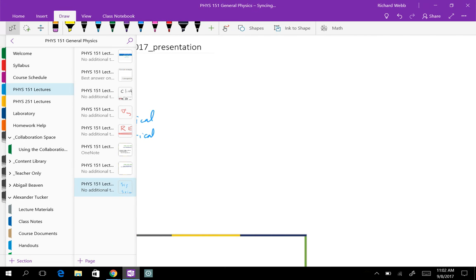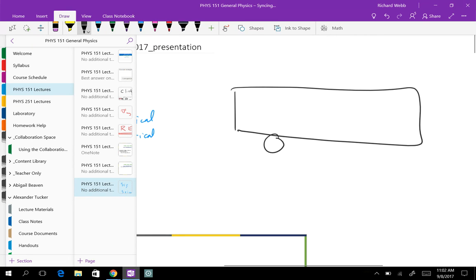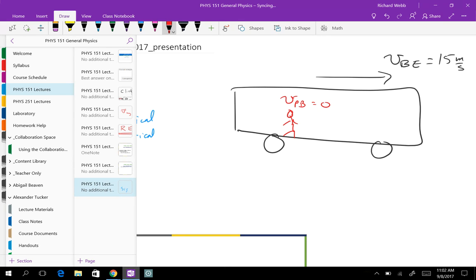I've used this example like 3 times already, but I'll use it again because it's the one that makes the most sense to me. If you have a bus, and the bus is traveling at a speed of the bus with respect to the earth equal to, let's mix it up and say, 15 meters per second. And you have a person on the bus. Let's start with something really easy. Let's say the person is just sitting here stationary on the bus. The speed of the person with respect to the bus is equal to 0.